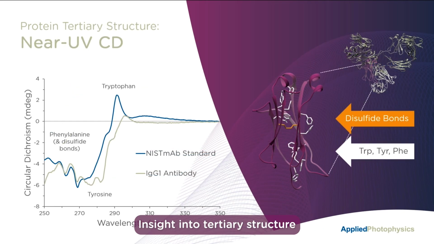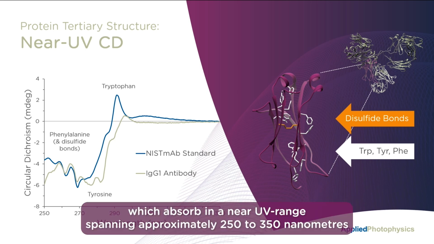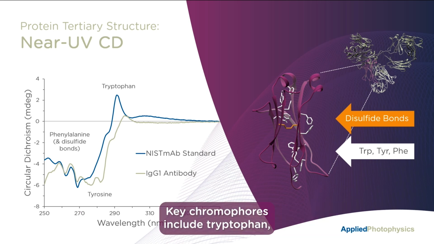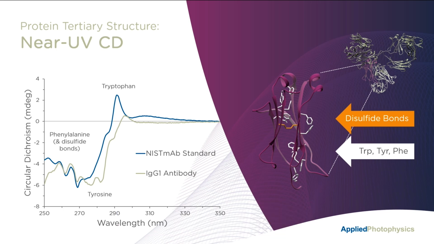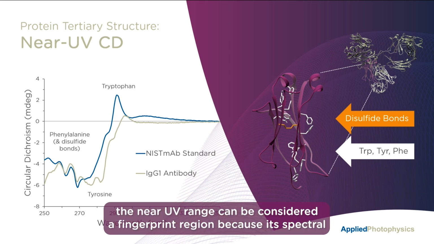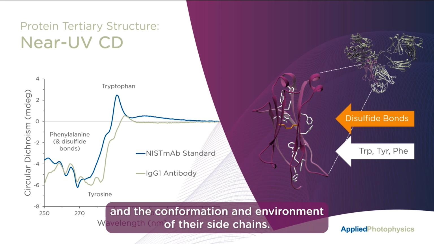Insight into tertiary structure is obtained from spectral contributions of aromatic amino acids, which absorb in the near UV range, spanning approximately 250 to 350 nanometers. Key chromophores include tryptophan, tyrosine, phenylalanine, and disulfide bonds. The near UV range can be considered a fingerprint region because its spectral profile is exquisitely dependent on the composition of aromatic residues and the conformation and environment of their side chains.